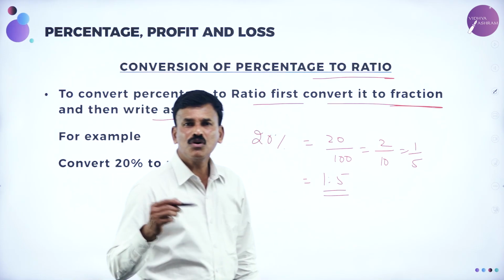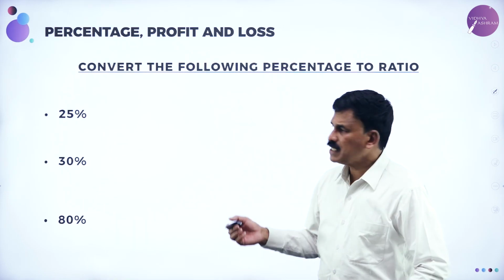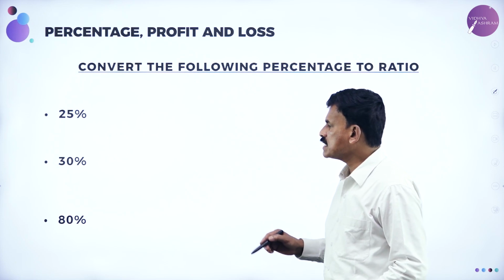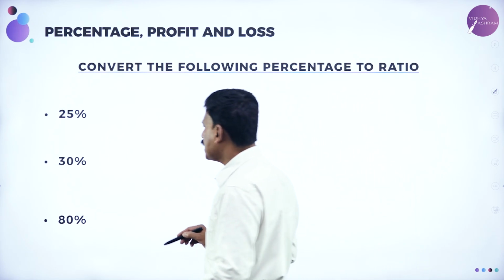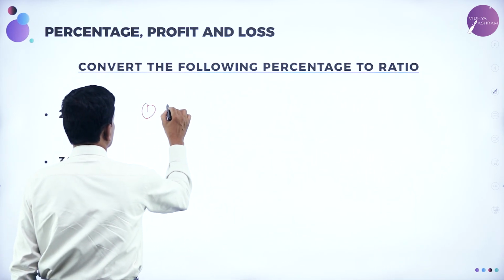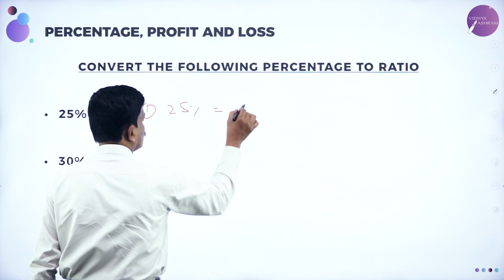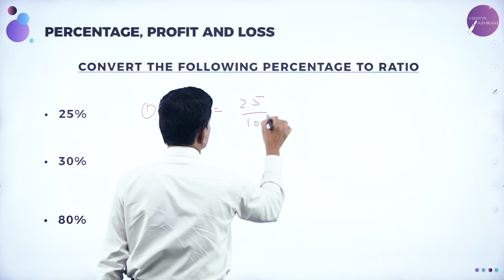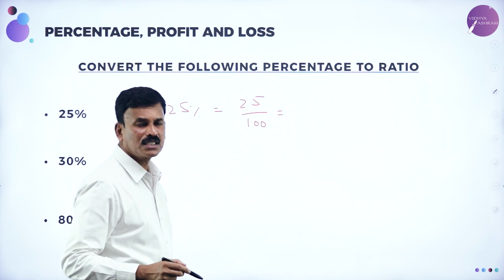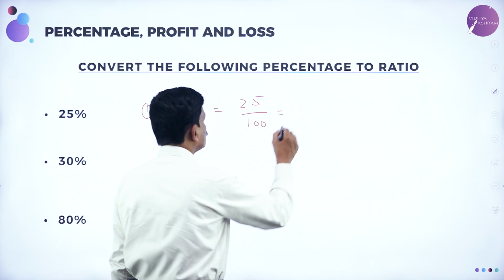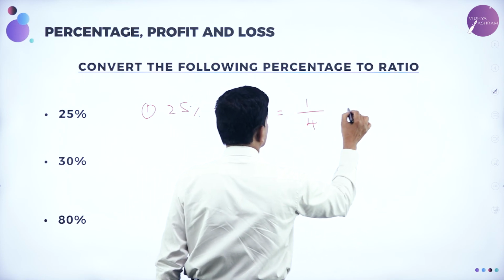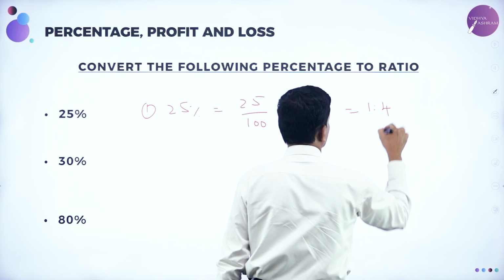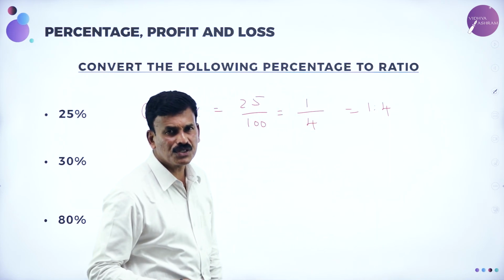Right. Now move on to the next problem. Similarly, convert the following percentages into ratios: 25%, 30% and 80%. Now the first one, 25%. First convert into fraction. How to convert into fraction? Just divide by 100. Convert to the simplest form. 25 ones are 25, 25 fours are 100. So therefore 25% is equal to 1:4.